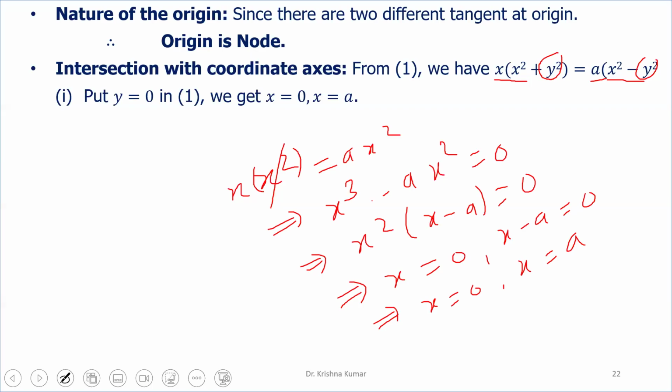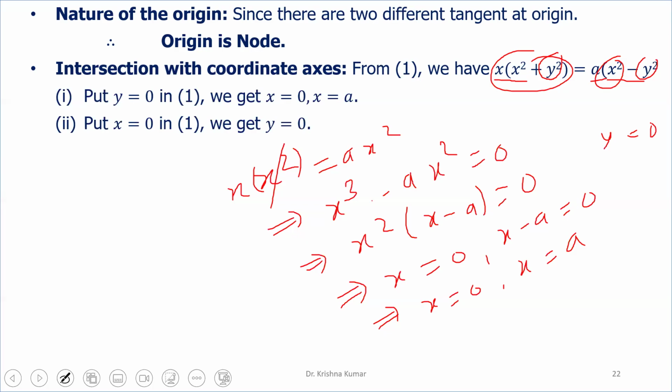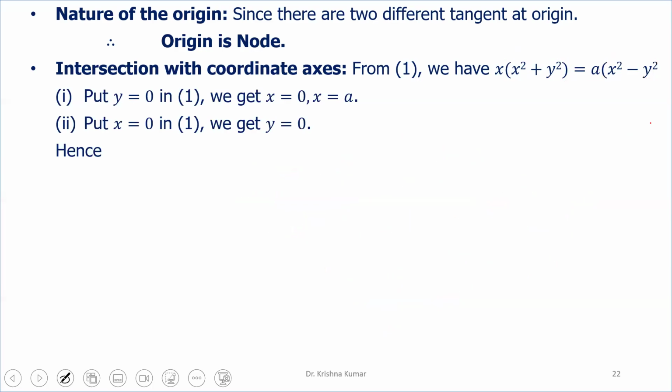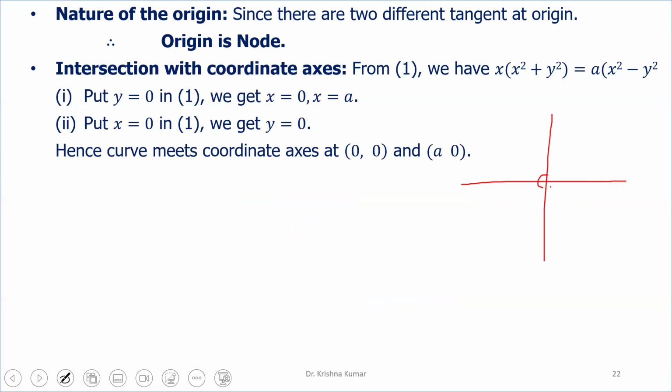Similarly, if we put x equal to 0 here, this term will become 0, this will become 0, so we have y equal to 0. So put x equal to 0 in equation 1, we get y equal to 0. Hence, the curve meets the coordinate axes at (0, 0) and (a, 0). This is one point (0, 0), and this is another point (a, 0) where the curve meets the coordinate axis.